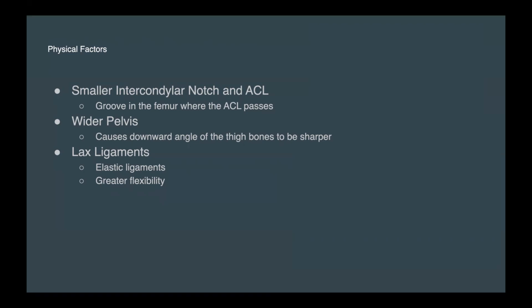A wider pelvis causes the downward angle of the thigh bones to be sharper, which means when women bend their knees, they're going to be bending them towards the midline of their body, which adds additional stress to the ACL. I actually didn't know that before, but it does make sense: having that wider pelvis and the thighs more in, when you bend, you will notice it.